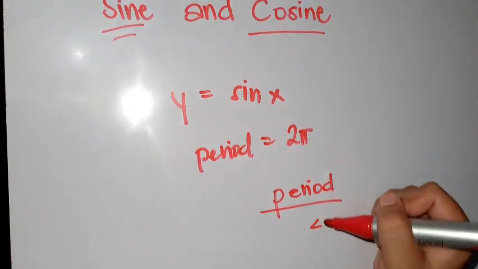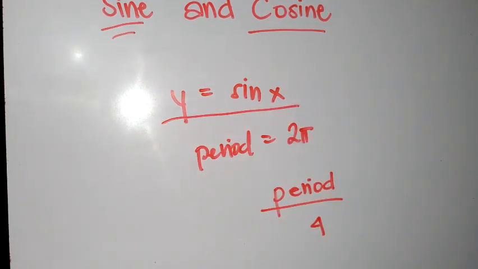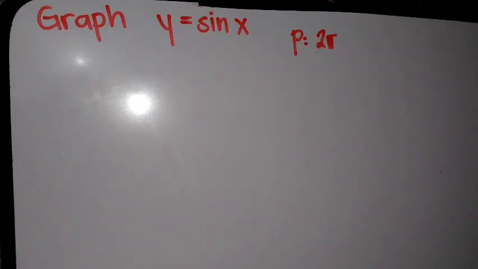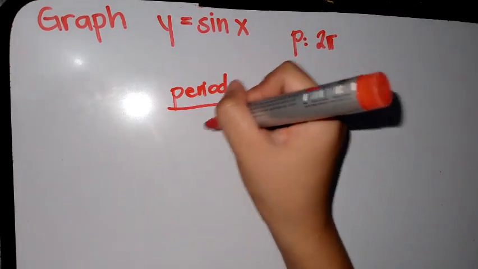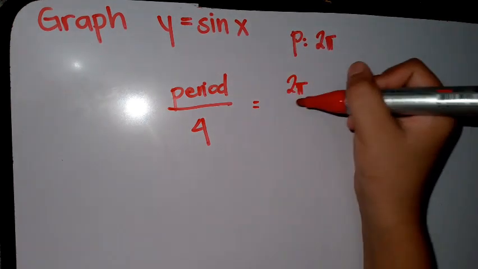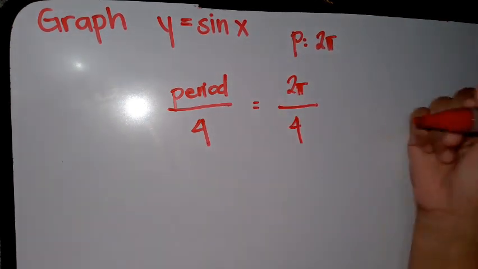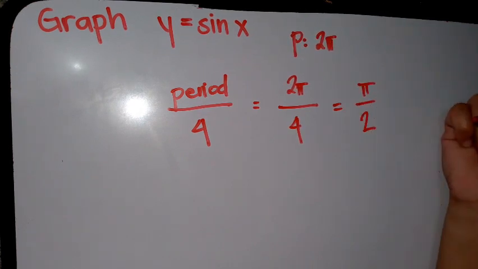In order to find the value of x for the 5 key points, we have to use the formula period over 4. So in order to graph y equals sine x, there are steps. In graphing y equals sine x, we need to first find the value of x for the 5 key points. In order to do that, we need to follow this formula. First, we need to use period over 4. Since our period is 2 pi, we calculate 2 pi over 4. Now 2 pi over 4 is pi over 2.